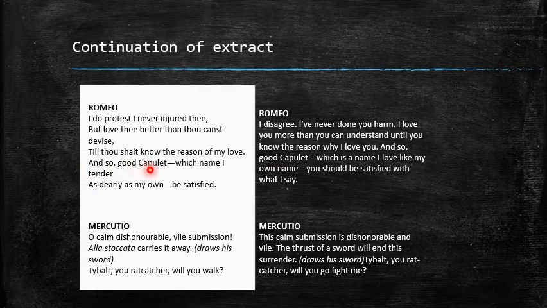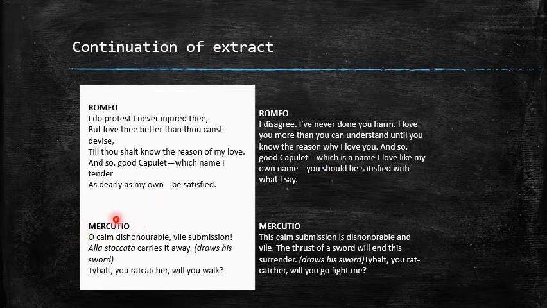And so, good Capulet, which name I tender as dearly as my own, be satisfied. So what he's saying is, and so, good Capulet, which is a name I love like my own name, you should be satisfied with what I say. So the reason why he loves Tybalt is because Tybalt is a Capulet and he is related to Juliet. He is Juliet's cousin. So he is trying to maintain peace with the Capulets because he is in love with Juliet.